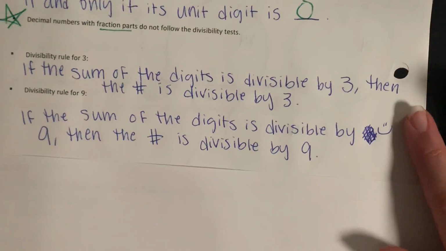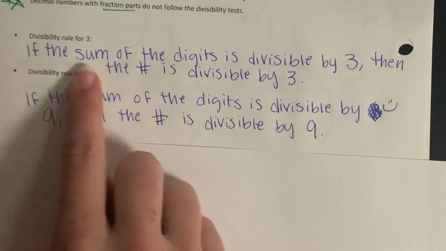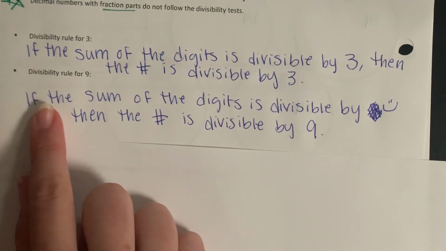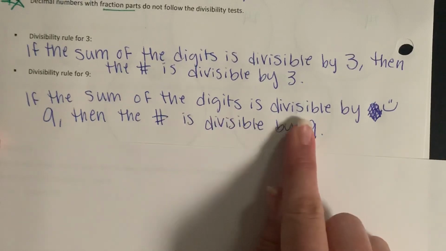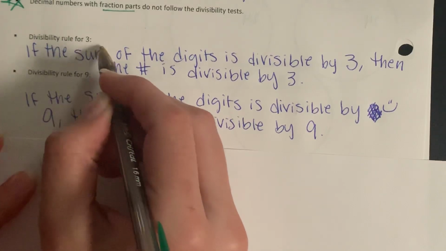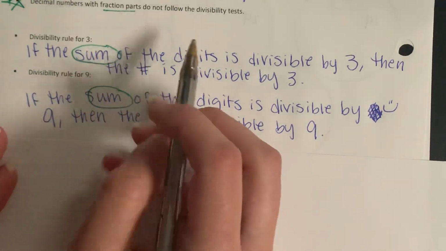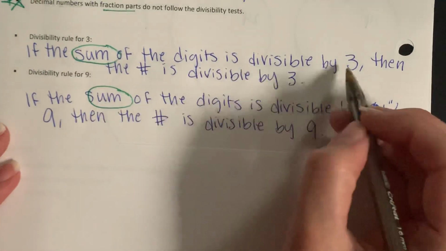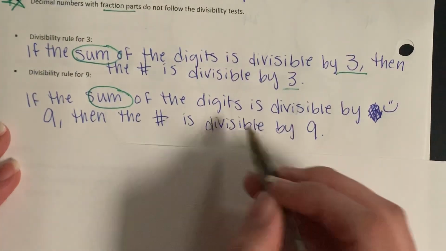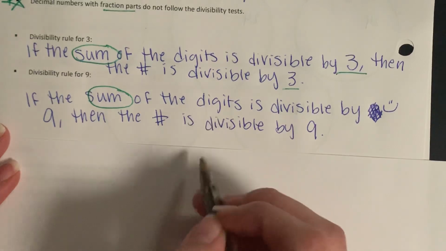Now that you're done writing those, let's read them together. Numbers are divisible by 3 if the sum of the digits is divisible by 3. Numbers are divisible by 9 if the sum of the digits is divisible by 9. That means if you add up, because sum means add, all the digits in a number and you can divide it by 3, then the whole number you can divide by 3. And same here. If you add up all the digits in a number and you can divide that number by 9, then it's divisible by 9.